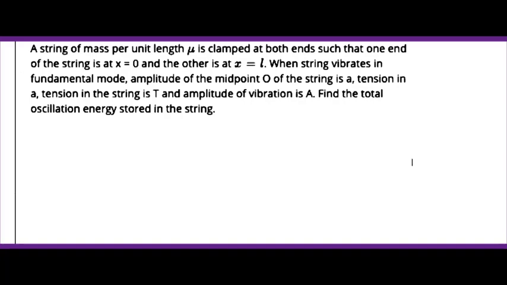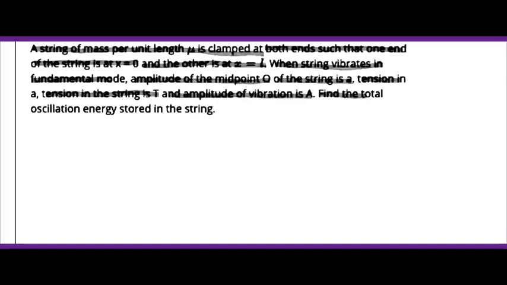Hello students, this is the question ID number 644357651. The question states that a string of mass per unit length mu is clamped at both ends such that one end of the string is at x is equal to 0 and the other end is at x is equal to L. When the string vibrates in fundamental mode, the amplitude of the midpoint O of the string is small a, the tension in the string is T, and the amplitude of the vibration is capital A. Find the total oscillation energy stored in the string.